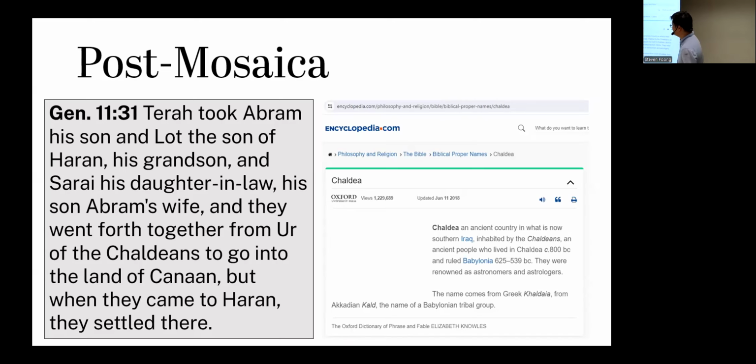So what in this would scholars ascribe to post-Mosaica will be Ur of the Chaldeans. Now, Ur dates back a long time, but Chaldea, not that long ago. If you say Penang of Malaysia, well, Malaysia could be more recent, right? But Penang would have dated a bit further back, or Malacca or something like that. So here is encyclopedia.com, so this is legitimate, right? Historian stuff.